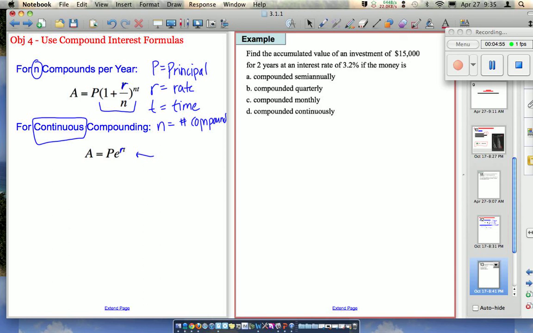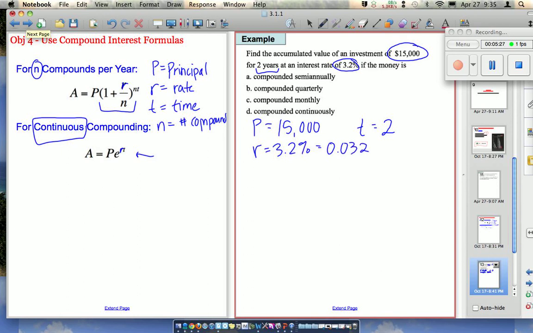So let's first describe what our variables are. What does P stand for? P in our problem is 15,000, because that's the amount of money I'm initially adding to the account. T is 2. I'm going to save my money for 2 years. My rate is 3.2. I can either write that as 3.2% or 0.032. That's the value without the percent sign, so make sure that you're careful with that.